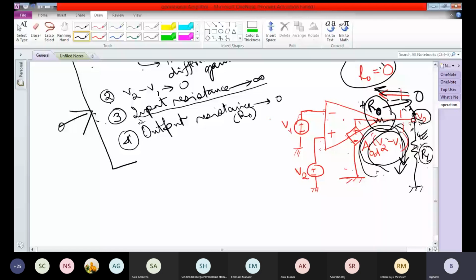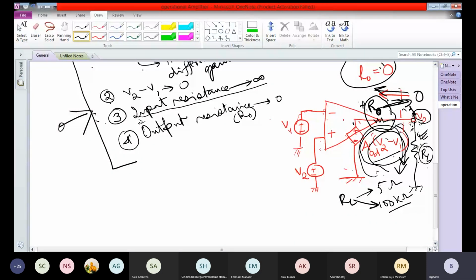But if this R0 goes to 0, then whatever load resistance you connect, 5 ohm, or you connect 100 kilo ohm, whether RL is 5 ohm or 100 kilo ohm, does not matter. The output voltage V0 will stay at AOD (V2 minus V1). So there are no loading effects.